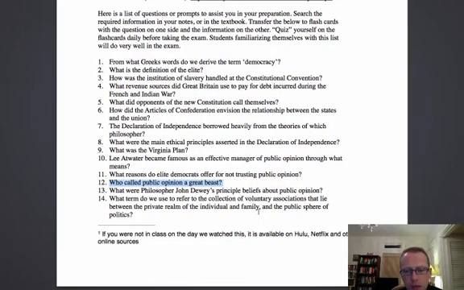Who called public opinion a great beast? We mentioned the name of an American president here, Alexander Hamilton.